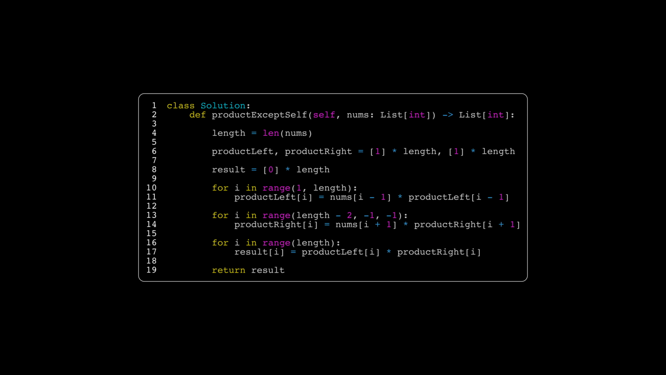Here we multiply the corresponding elements from product left and product right for each index. This operation gives us the final product of all elements except the current one, as required by the problem.